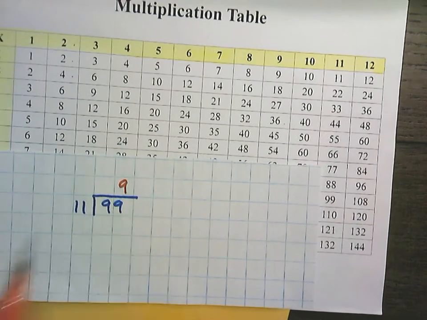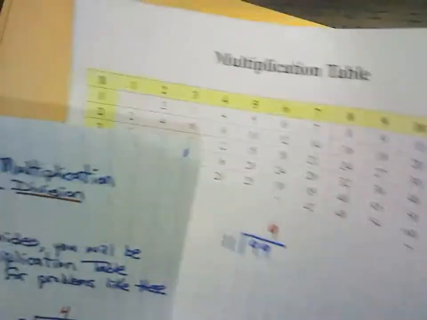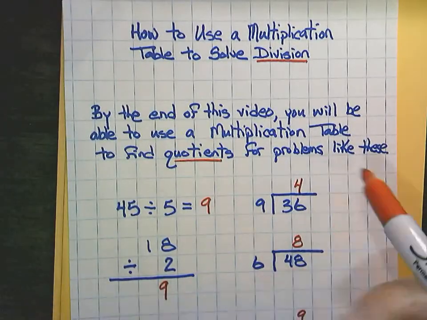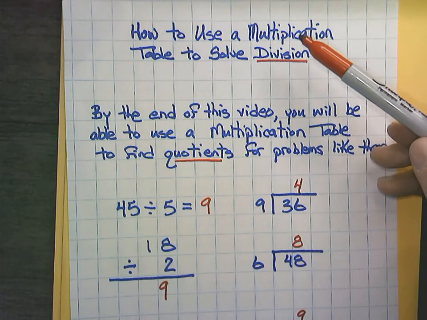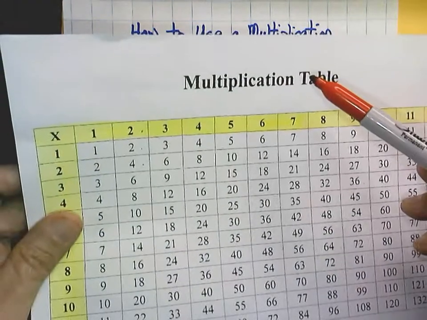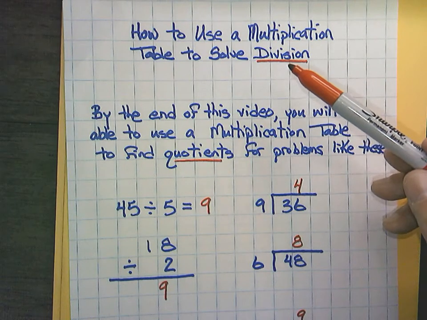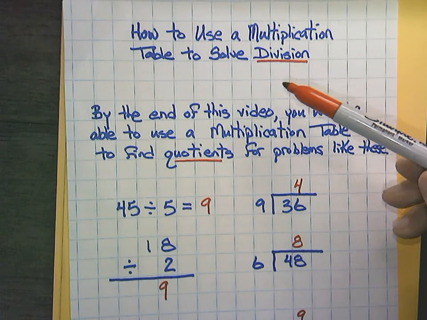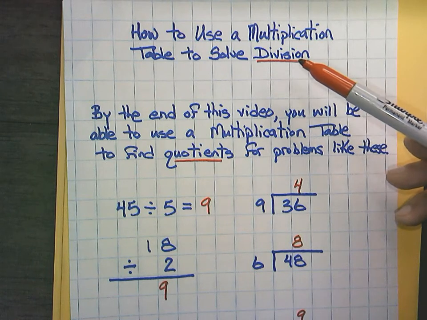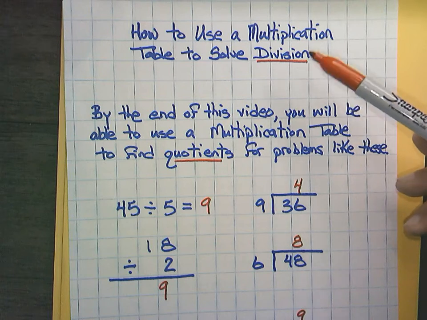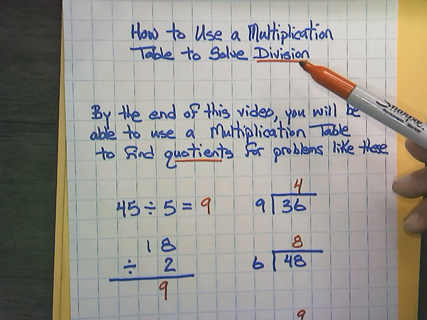All right, so let's just do a quick review. If I can find my notes here. Today's lesson again was we're using a multiplication table to help us find and solve basic division facts. And we said that multiplication and division are inverse, meaning they're like fact families. So you're able to use a multiplication fact to solve a division fact.